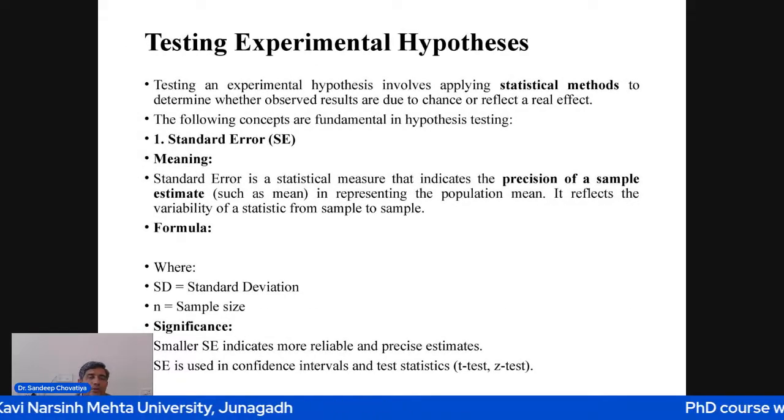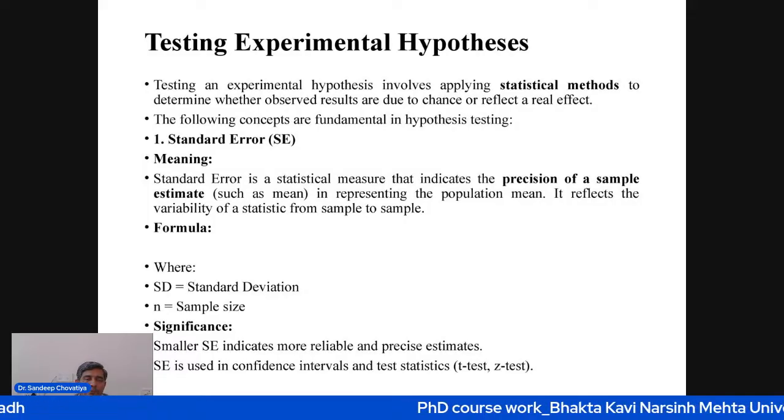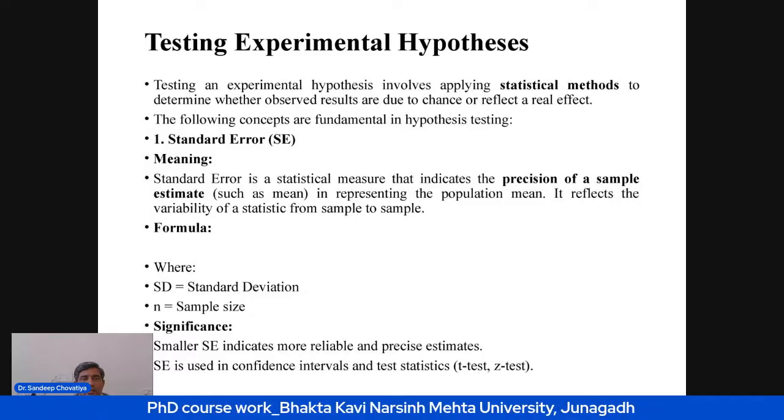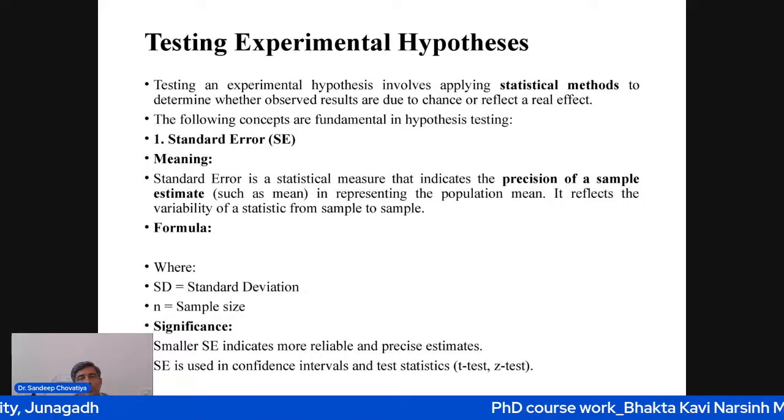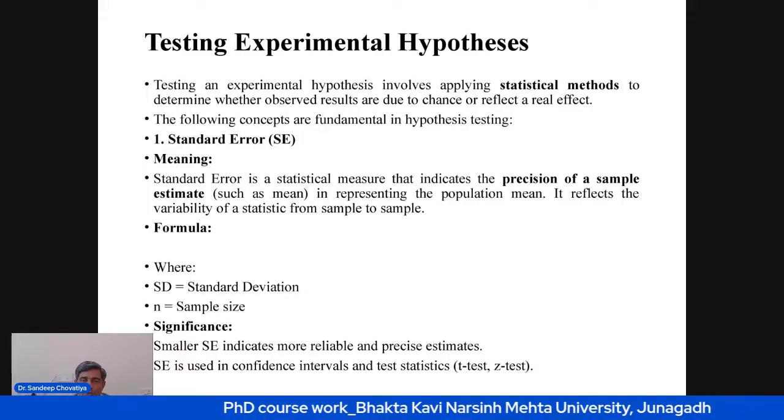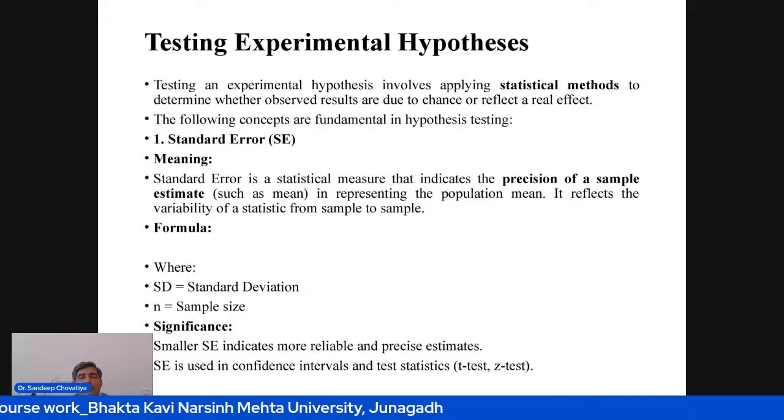Now, actually we do the testing of the experimental hypothesis. So how do we do this? First, testing an experimental hypothesis involves applying statistical methods to determine whether observed results are due to chance or reflect a real effect. In that, the following concepts are fundamental to the testing of hypothesis.